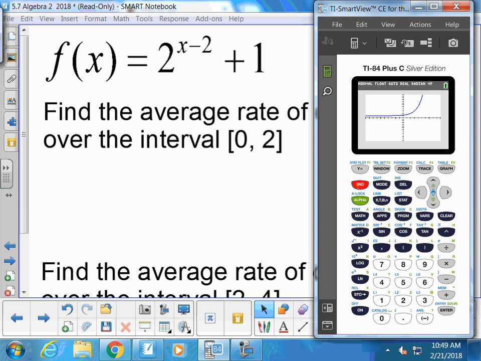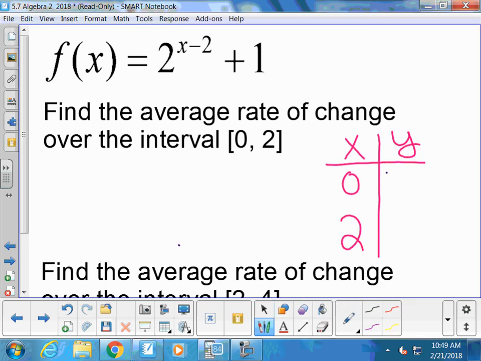And then table. There we go. So at 2, we're at 2, and at 0, we're at 1.25. Now you didn't need table to do this. You could have put each number into the equation one at a time.